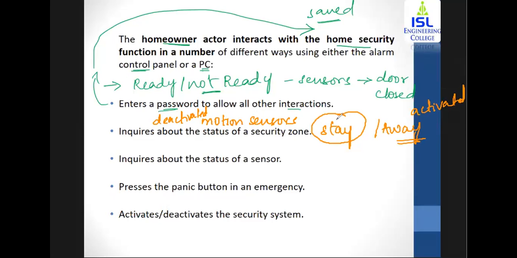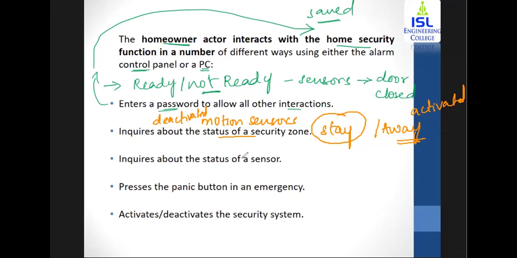Whereas if you're staying within the home, then you're going to deactivate the motion sensors within the home, because you're going to move around the home and you do not want an alarm to play whenever you're moving around the home. So that is the second point. You're going to inquire about the status of the security zone, whether you're staying in home or whether you're going away.